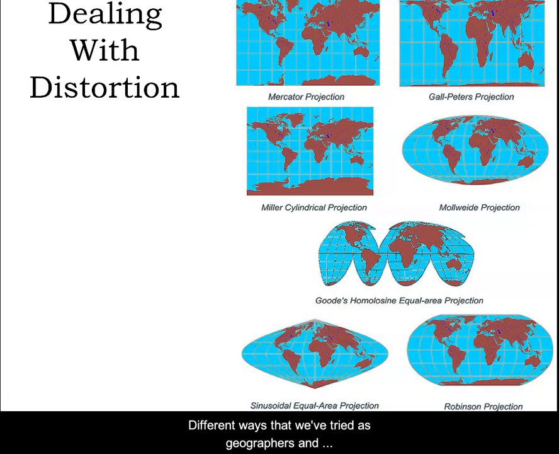Different ways that we've tried as geographers and cartographers to give an accurate image or view of the Earth without distorting it too much. You can see there's the Mercator projection, there's the Goode's Homolosine equal area projection, the sinusoidal equal area projection. What you want to see is that, say, a continent like Africa appears to be about the same size as Asia because they're very close in size. The Mercator projection does not do that. In some maps that I've seen, I used to have one in my old classroom at a different school I taught in, it was so stretched out that Greenland looked like it was larger than Africa. And we know, of course, that's not the case.